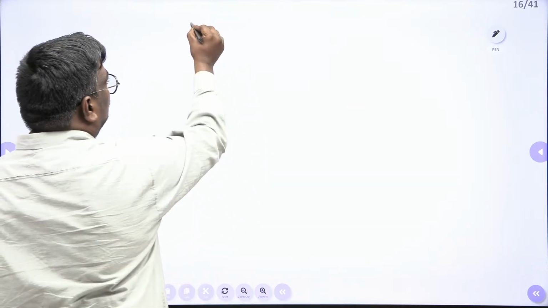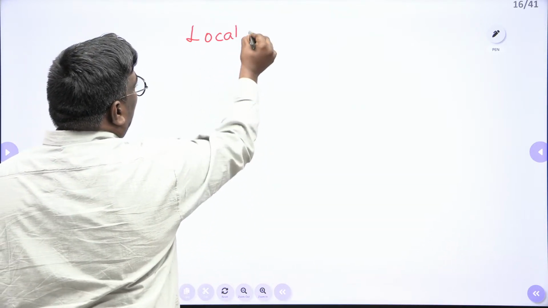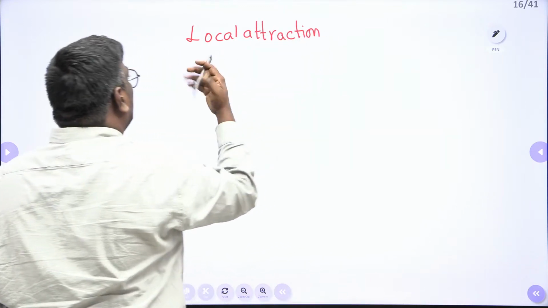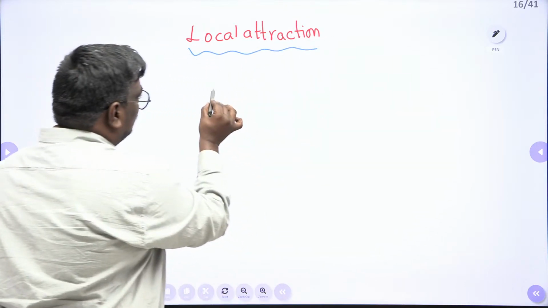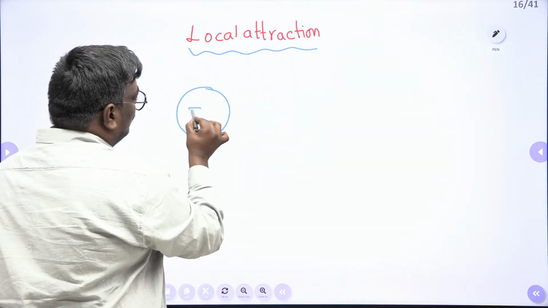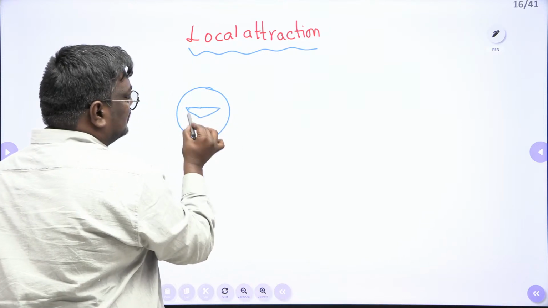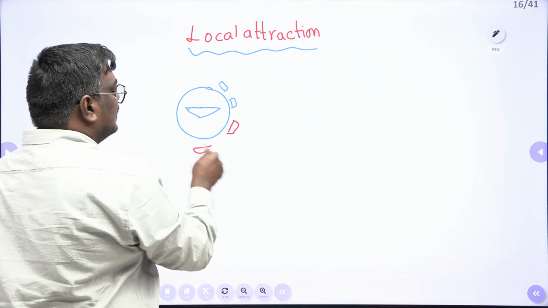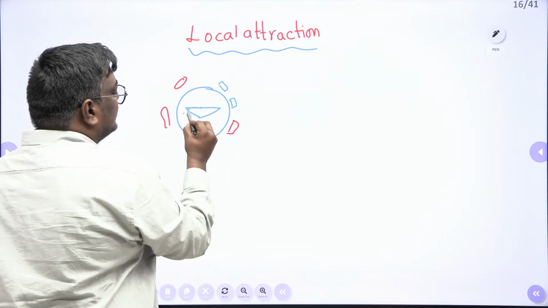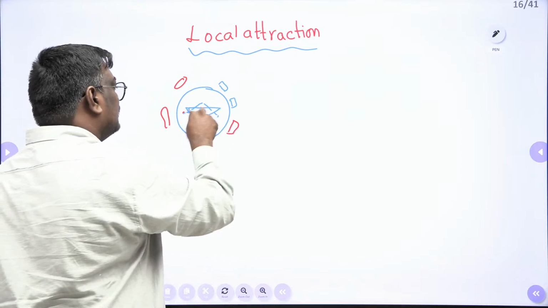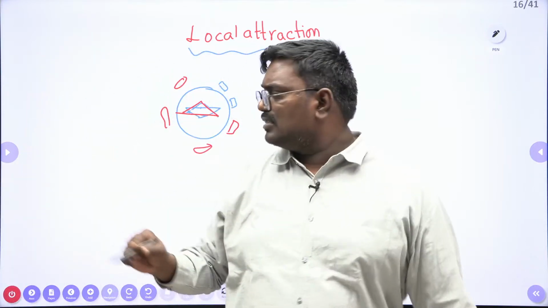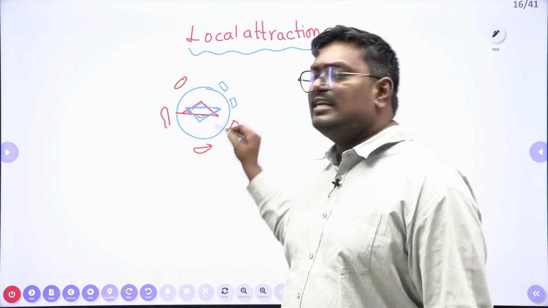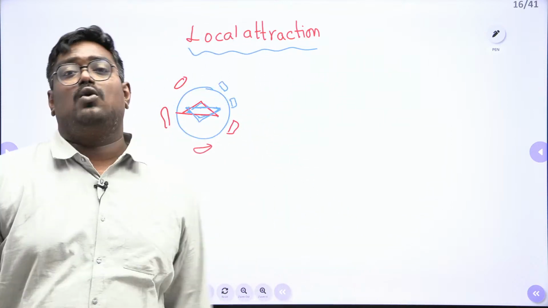We have a concept called local attraction. What do you mean by local attraction? Suppose you have a magnetic needle. If there is some influence of magnetic materials around that needle, the needle gets deviated somewhere like this. Actually the needle should be like this to be perfect, but due to the influence of magnetic material, the needle gets deviated. In this case, you will find local attraction.